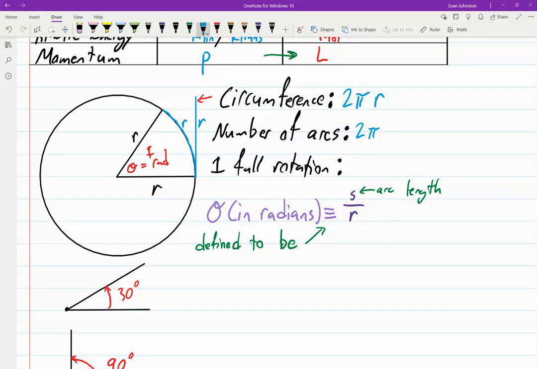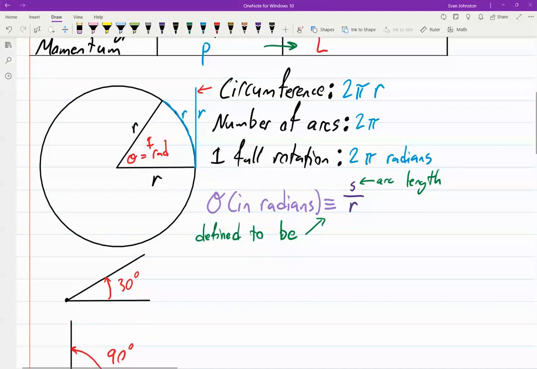And where this gets weird is the radius isn't set. You could have a bigger circle or a larger circle, but the proportion there is always the same. And so I would say that one full rotation is 2 pi radians. Where radians, we're really saying, is this new unit of angular measurement that isn't degrees really. That's really what we're getting at here.